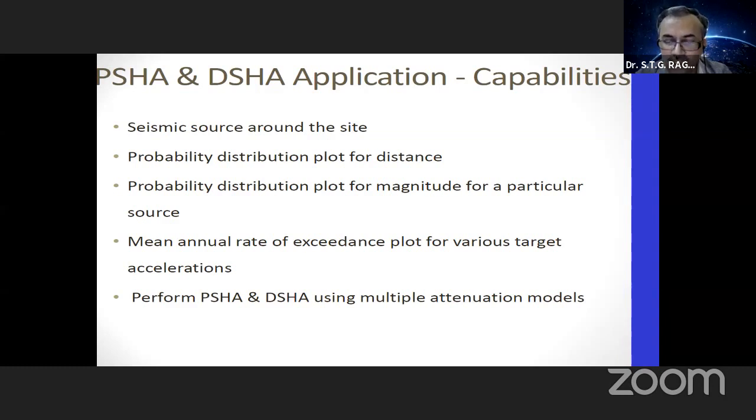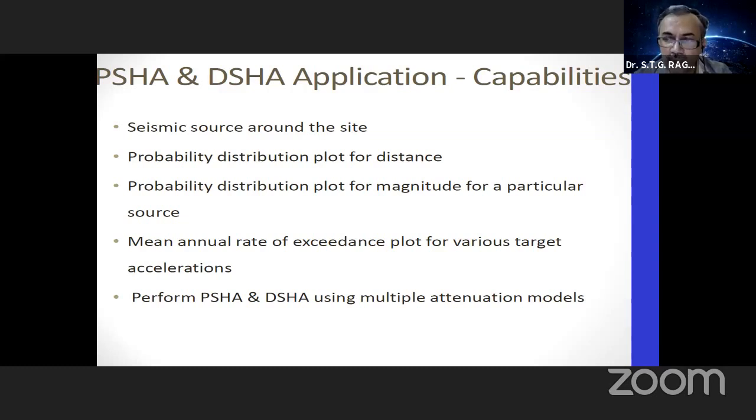And for advanced users also, we are going to release one more app, which is now in the beta stage, at the development stage. This app is very useful for people to compute SSR, that is, the site specific spectra. You can do PSHA, DSHA calculations also using this app.